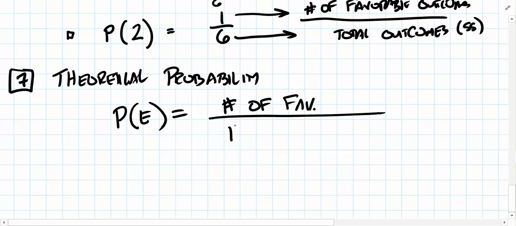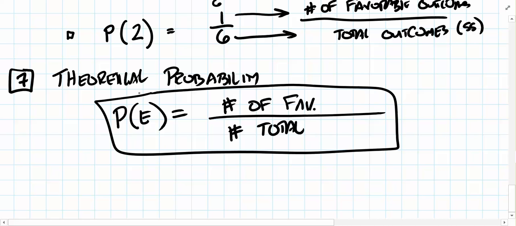So here's a question I could ask on a test or a quiz. What's the difference between theoretical probability versus experimental probability? Or is there even a difference?